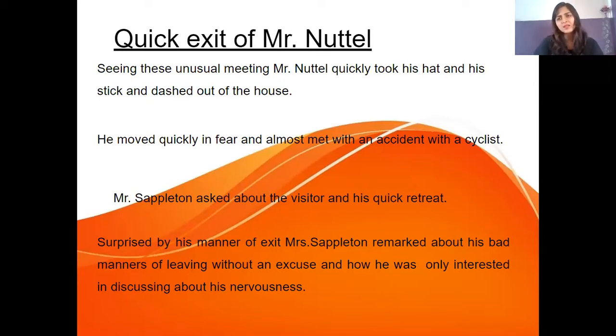So Mr. Sapleton, the husband of this lady, is asking why this guest who had come ran so fast looking at me. Why was he so scared? There the niece of Mrs. Sapleton has turned the story and she made a new story, that by the time the lady was busy inside, Mr. Nuttall actually told the niece a story that he was very scared of dogs. And that is the reason he saw Spaniel, that is their dog, and he got scared and he ran away.